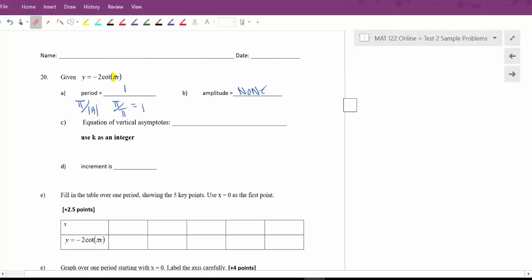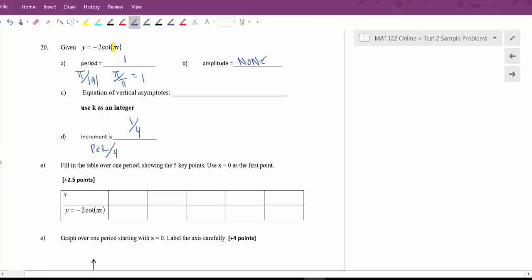Okay, all right, now the increment is always the same, so what you're going to do on your increment is take the period and divide that by 4. The period's 1. Divide that by 4, you get 1/4. Now we're going to make a table of values starting with 0. I state that in the problem. So we're going to go 0 and count by 1/4. So we have 1/4, 2/4, 3/4, 4/4. And then of course just reduce these fractions like that.